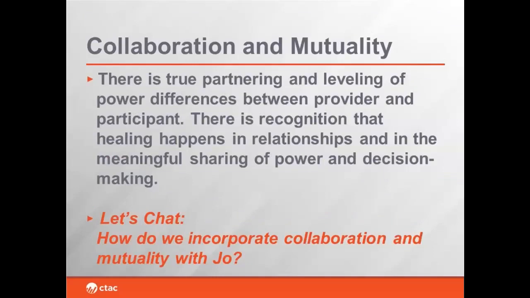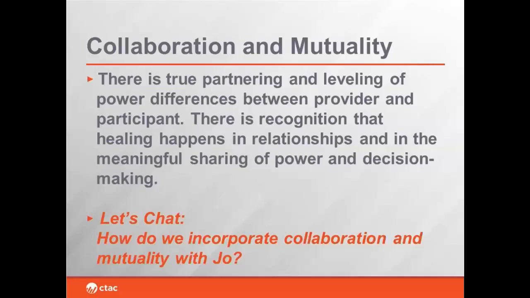She's going to talk a little bit about collaboration and mutuality. With collaboration and mutuality, there's a true sense of partnering and leveling of power differences between staff and clients. And that's not just among the provider and the client, but among the entire organization's staff, from the direct care staff to the administrators to the support staff, janitorial staff, whatever it is. There's this recognition that healing happens in relationships and in the meaningful sharing of power and decision making.